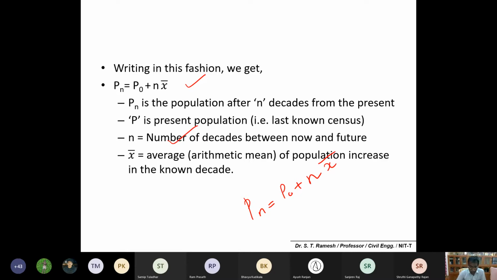For example, currently it is 2011, and if you are going for estimation in 2051, you just find the number of decades between these two years. That is, n is the number of decades between now and the future, and x bar is the average, that is the arithmetic mean of population increase in the known decades, with respect to the past data.